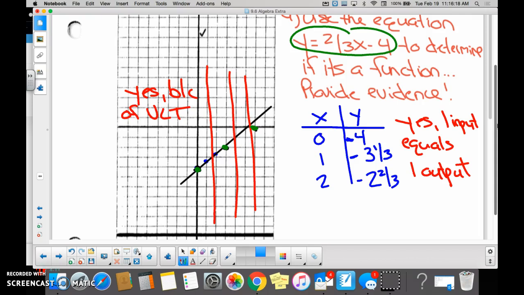Some of you, or a lot of you, actually chose to use one of these. Every input, so every x, has how many outputs? One. Do you think 0 is ever going to have something different than -4? No. If you plug in 0 into this equation, you're always going to get -4. You're never going to get anything different, right?